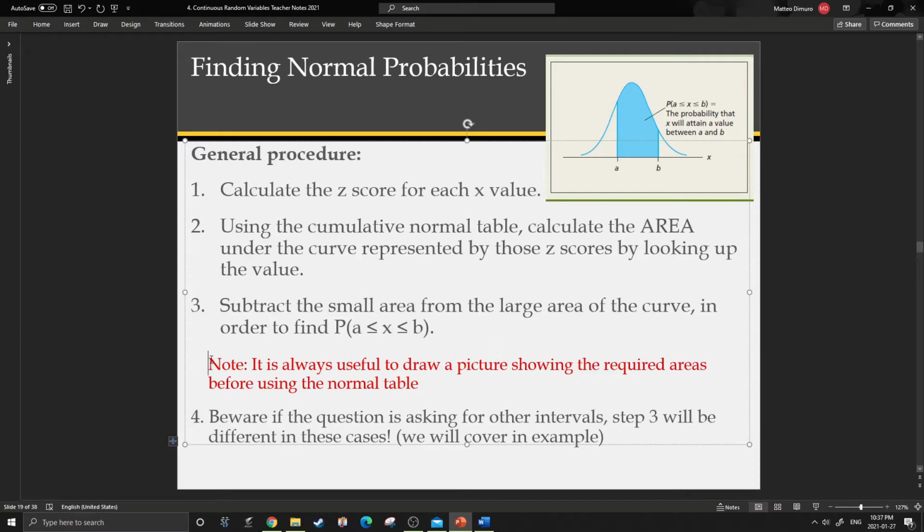And I really, really recommend this thing in red. Always draw a picture to help place your numbers on there, and you're going to be way less prone to making weird mistakes. Okay?